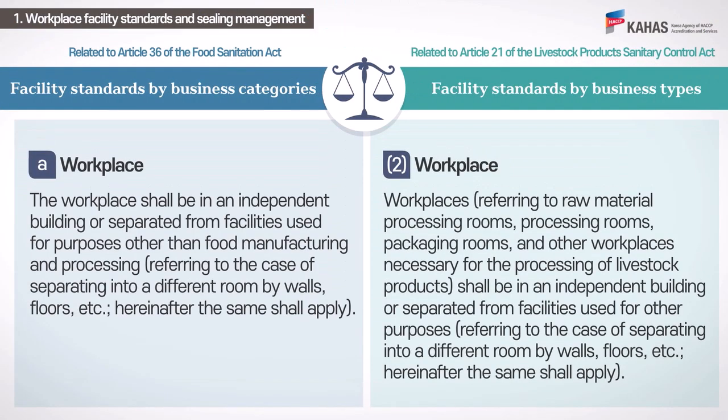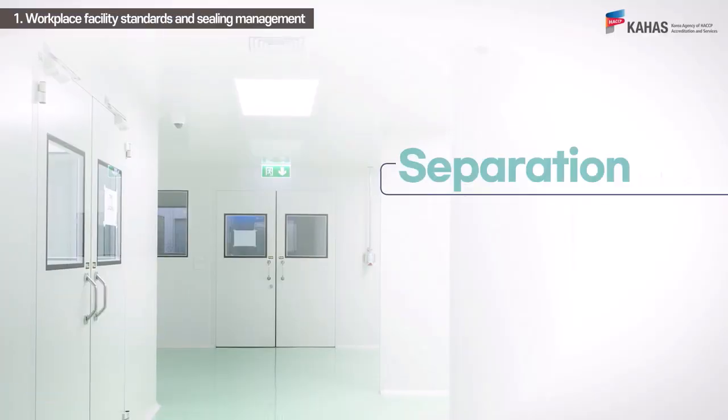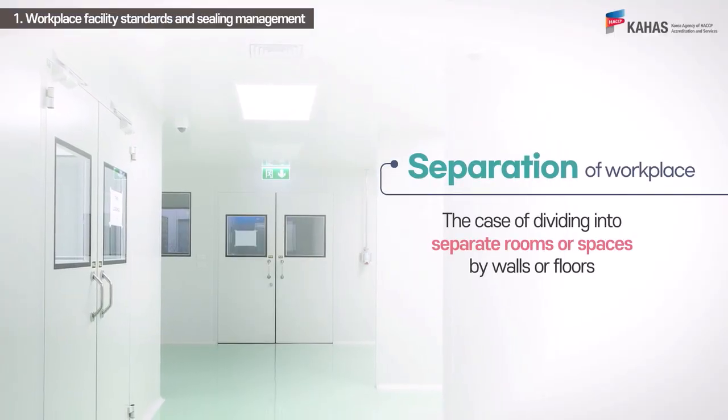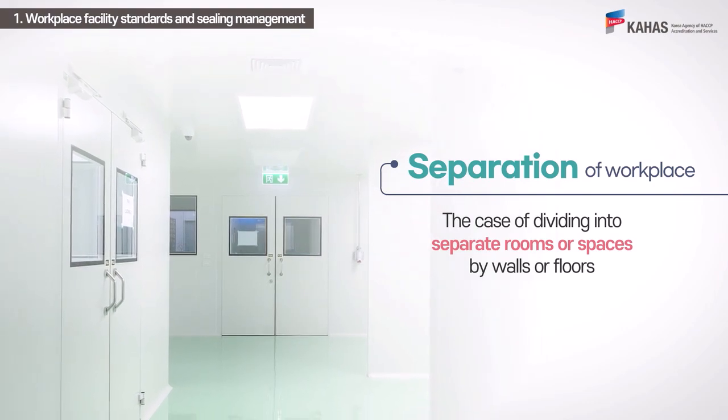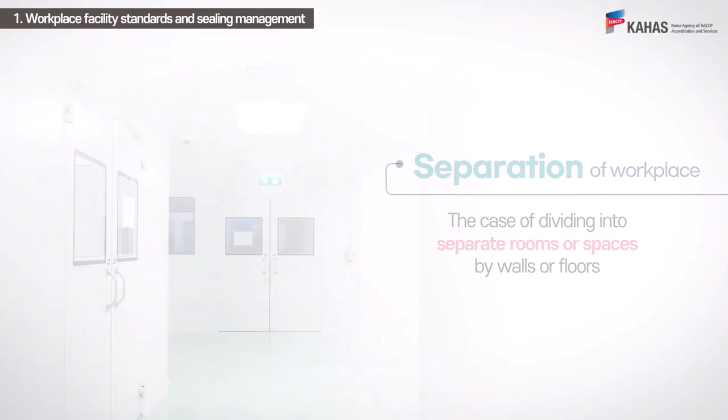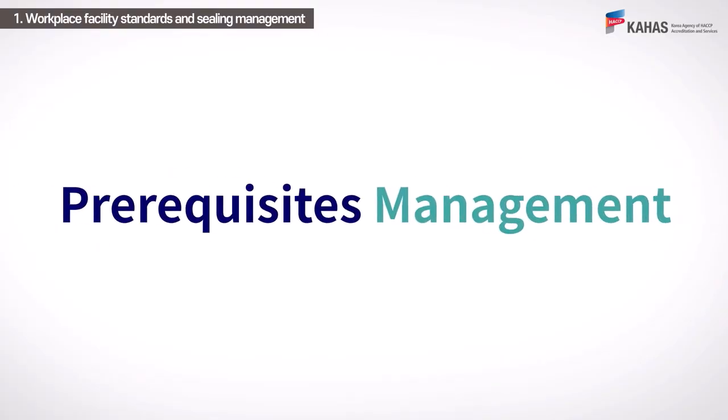Like the workplace building, the actual workplace dealing with food should be an independent building or separate from the facility used for any purpose other than food, livestock product manufacturing, and processing. In this case, separation refers to dividing into separate rooms or spaces by walls or floors. The standards for managing prerequisites established in accordance with the laws and regulations we learned earlier are as follows.